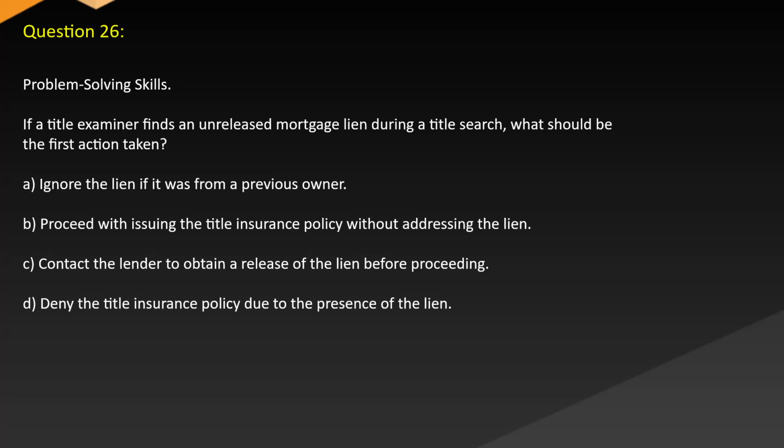Question 26. Problem-solving skills. If a title examiner finds an unreleased mortgage lien during a title search, what should be the first action taken? A. Ignore the lien if it was from a previous owner. B. Proceed with issuing the title insurance policy without addressing the lien. C. Contact the lender to obtain a release of the lien before proceeding. D. Deny the title insurance policy due to the presence of the lien.